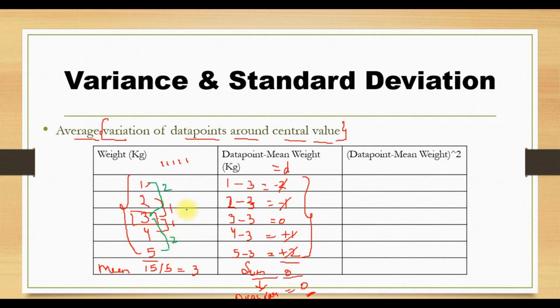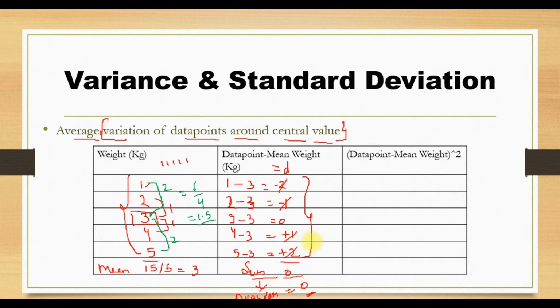If we take the average of these differences from the mean, the numerator will be 2 plus 1, 3, 3 plus 1, 4, 4 plus 2, 6, divided by 4 observations. So it will be 1.5. If we ignore the sign of deviation, then the average variation of data points around its mean is 1.5 kg.